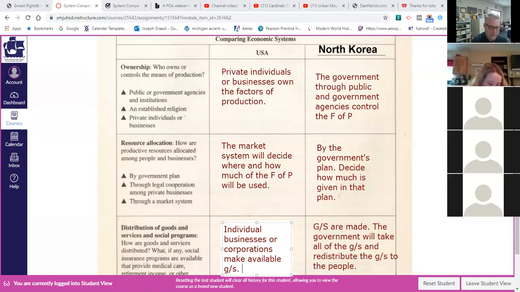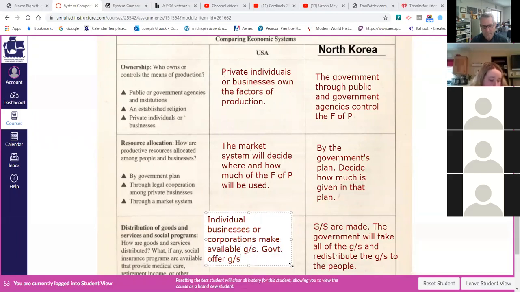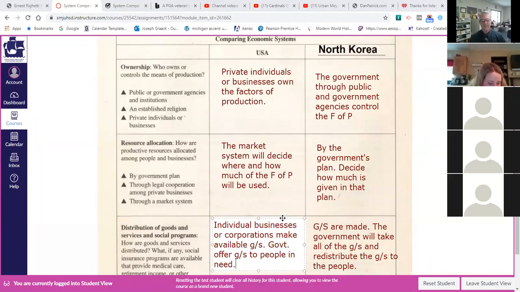Now, the only addition that we have in this country, when we talk about Medicare, we talk about the stimulus check during the pandemic from the government. The government does offer some goods and services to people in need. Individual businesses or corporations generally make available the goods and services. Our government at the federal level and the state level do offer some goods and services to people in need, right? Those are our safety net programs.